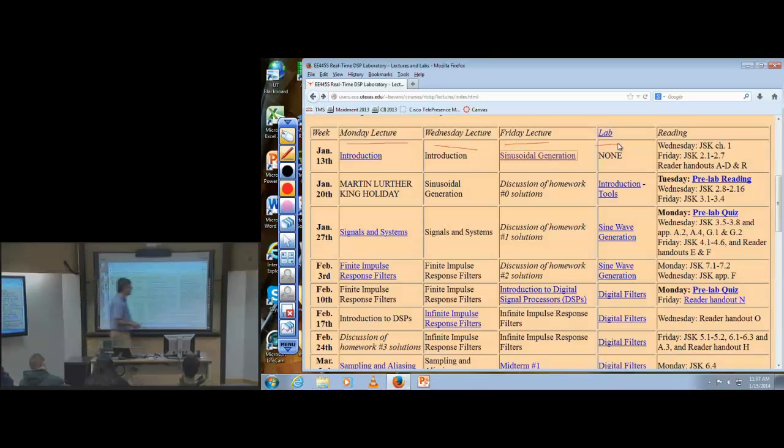The labs also have some additional reading. So if you click on the pre-lab quiz link, that will take you to the lab webpage, and that will give you some additional reading out of the lab manual for that pre-lab quiz. Okay, so if you look at this, this is the schedule through spring break.